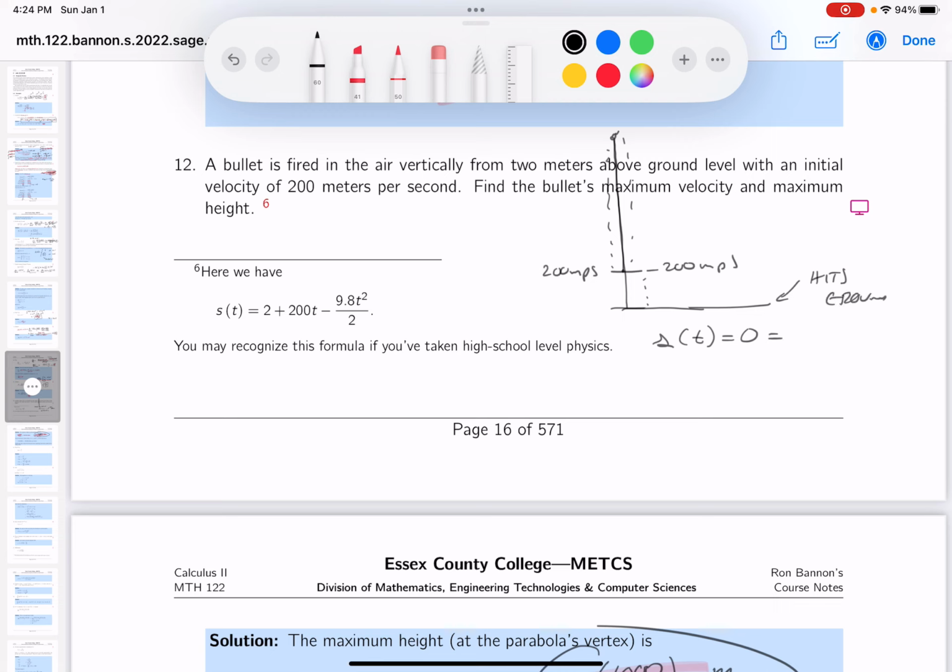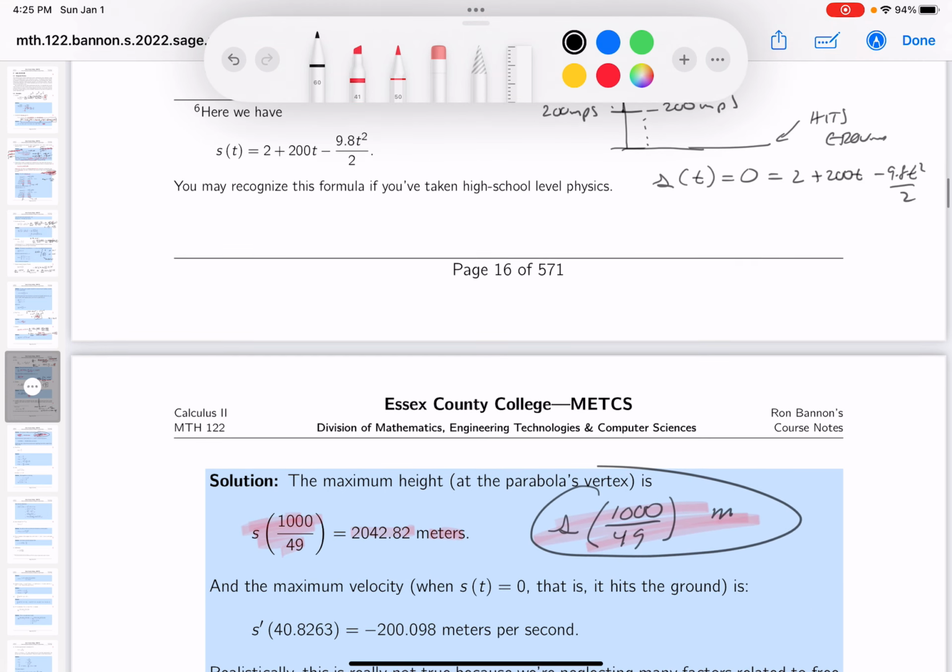Well, let's write this down. And what do you get over there? Oh boy, 2 plus 200 T minus 9.8 T squared over 2. Boy, that looks problematic, doesn't it? So let's take a look at that. And that does look difficult, doesn't it?